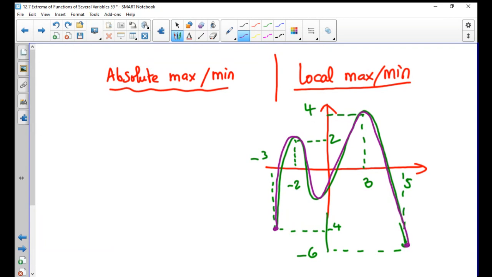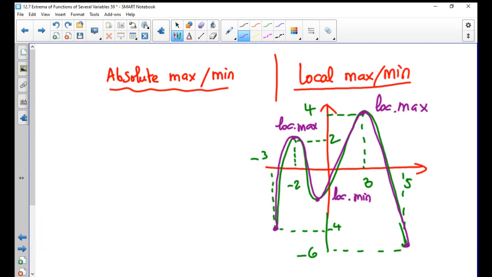This function has how many local maximums? So it has 2 local maximums. One of it is here. That's a local maximum. This is also a local maximum. How many local minimums does it have? 1. This is a local minimum of this function.